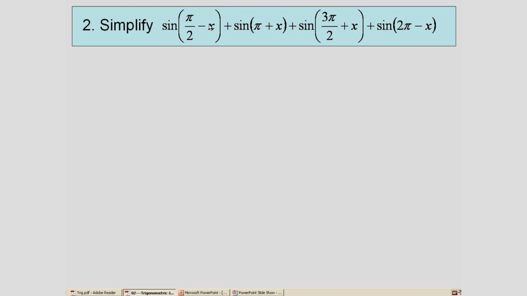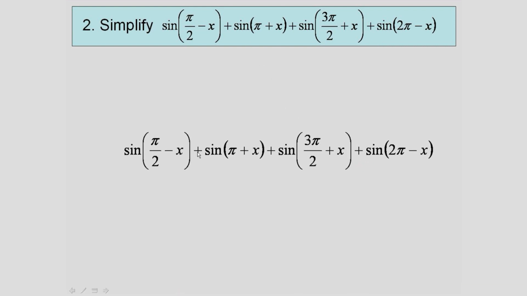However, we're going to take a slightly different approach because of the type of angles we have. Notice that all of these here are multiples of pi over 2. Because of that, we have a nice, efficient way for simplifying an expression like this. So let's take a look. Here's what we started with originally.